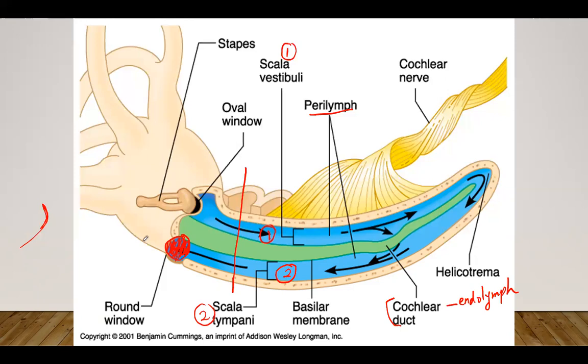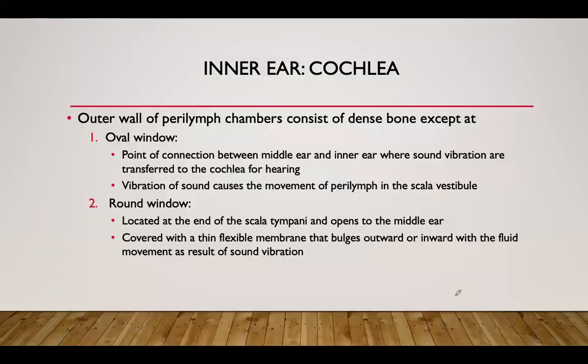Now, why is this important in terms of hearing? For that, we need to go into more detail about your cochlear duct, your endolymph, and your organ of Corti, which is what we're going to focus on. So we already talked about the oval window as well as the round window. Again, you're welcome to read this slide, but I like to describe it on the picture, nothing beyond what I've described to you already.